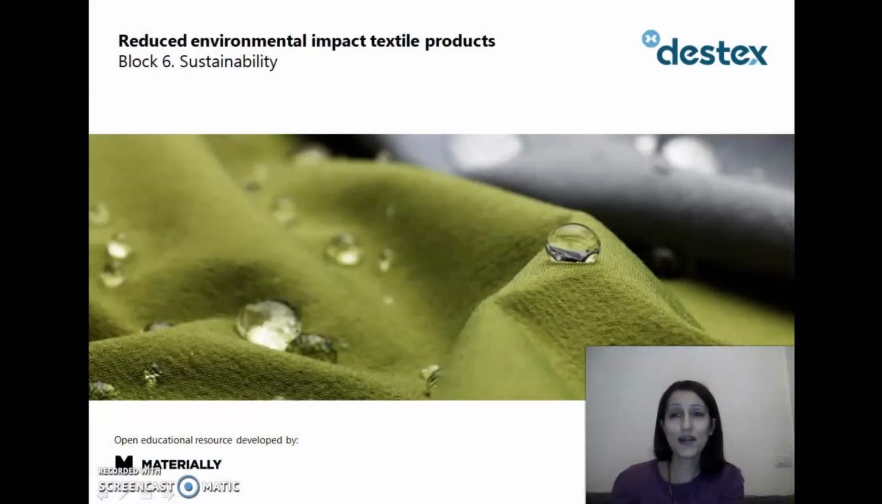Welcome to Reduced Environmental Impact Textile Products, an open educational resource part of Block 6 Sustainability, developed by Materially, an international agency specialized in consulting and scouting solutions for innovation starting from materials.